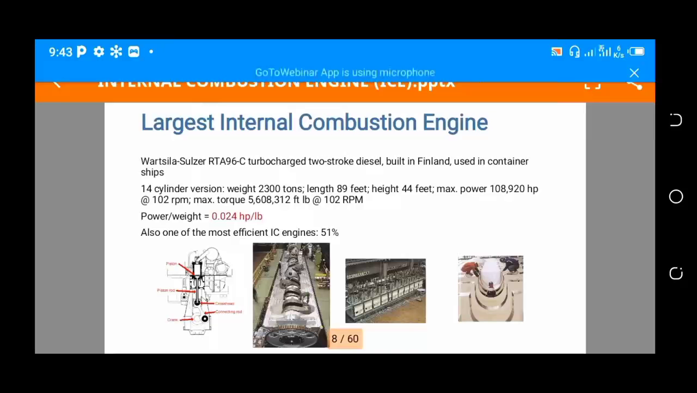From this slide, you can see the largest internal combustion engine. This is how the inside of the cylinder looks. As I've explained, we have the cylinder that carries the heating process, the compressor that carries the air, and then the final product, which is the turbine that rotates the wheel that generates the mechanical work. That's what you can see in the pictures on the slide.